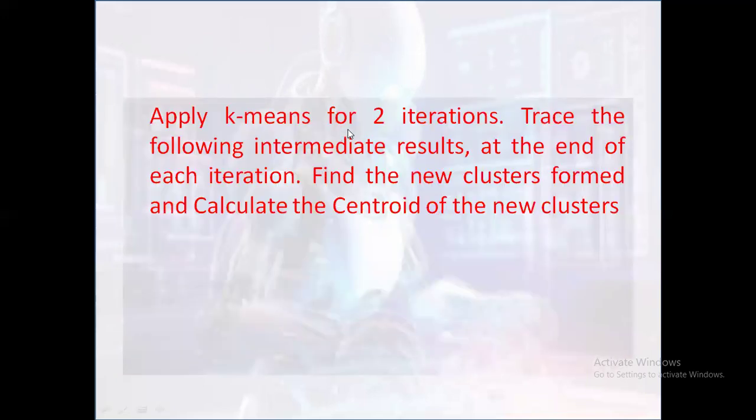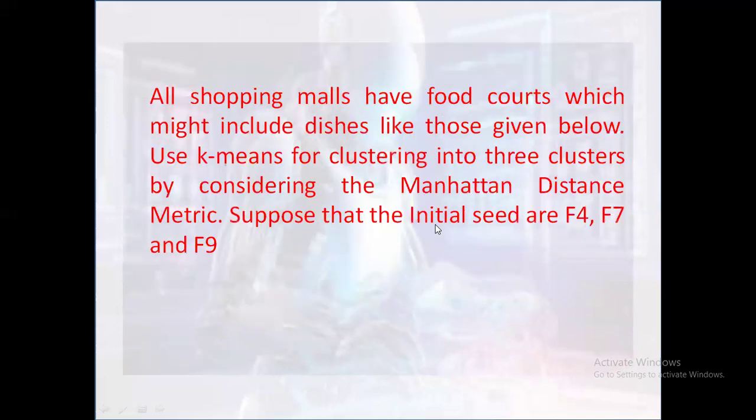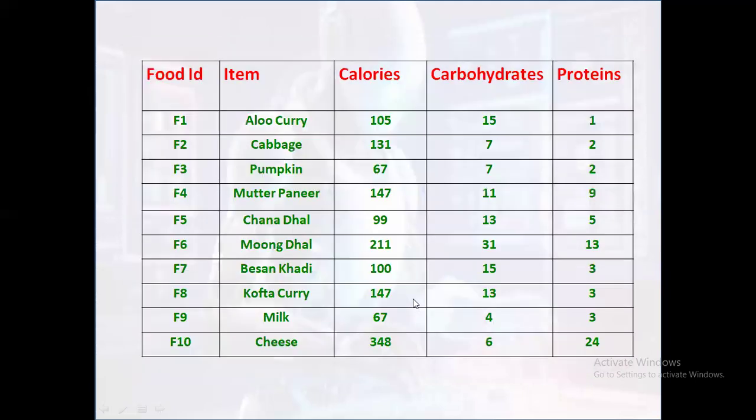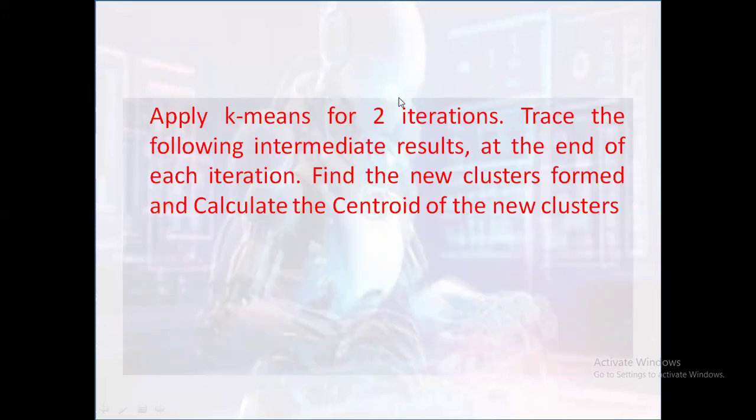Here, our question is: apply k-means for 2 iterations. Trace the following intermediate results at the end of each iteration. Find the new clusters formed and calculate the centroid for the new clusters. See, the question is, suppose the initial seeds are given as F4, F7 and F9. And how many iterations are given? 2 iterations we have to go for.